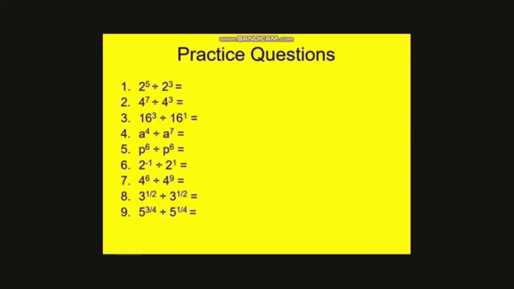Okay, let's have a go at some. Similar as before, you've got some number bases, some letter bases, some negative indices, and some fractional indices. But it's always the first index take away the second index. So press pause and have a go.